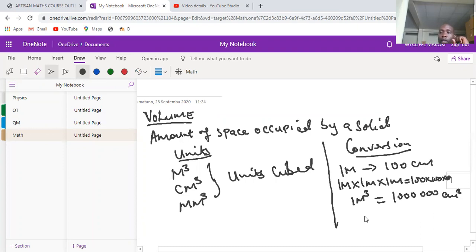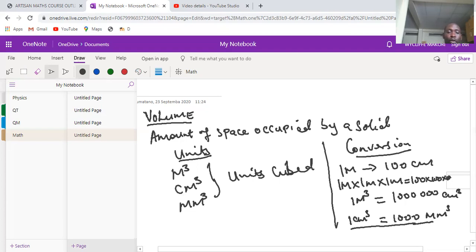If you are given the answer in centimeters and you are told to convert it into millimeters, then you need to understand that 1 centimeter cubed is equivalent to 1,000 millimeters cubed. So this is the conversion rate which we need to use in converting one unit of volume to another unit. Having now known that, we can go and discuss how we calculate the volume of different solids.